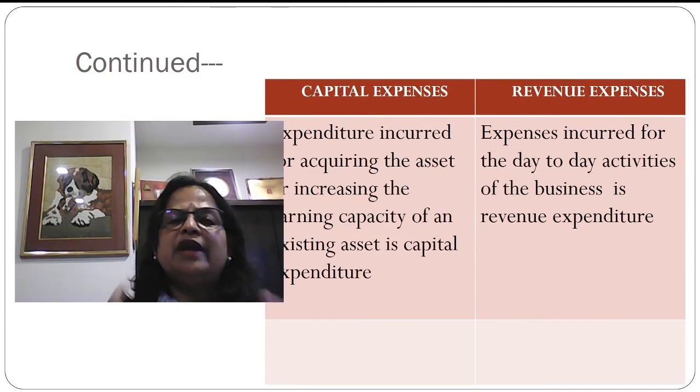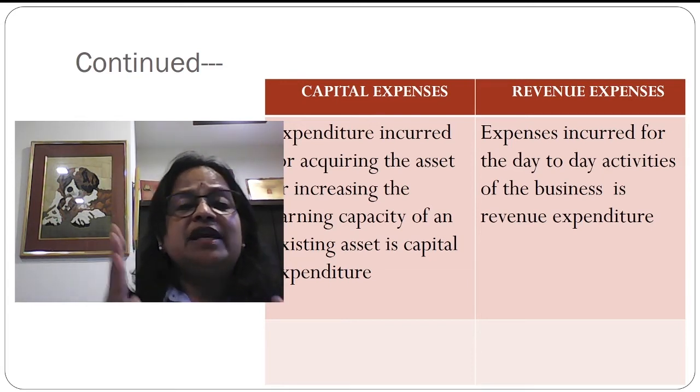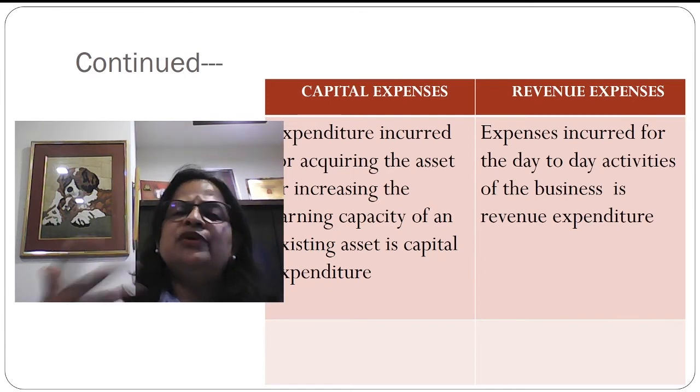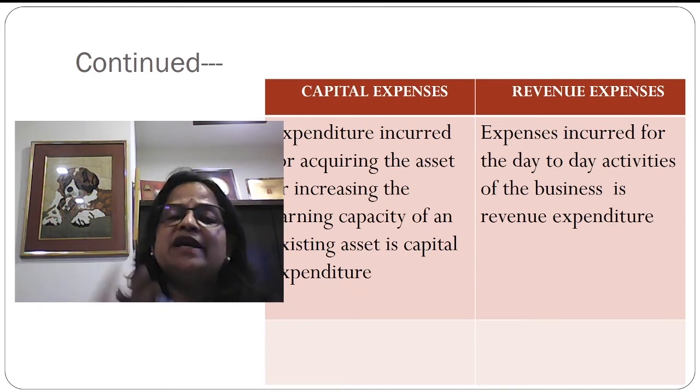Coming to the next point, expenses incurred for acquiring an asset or increasing the earning capacity of an existing asset is a capital expenditure. For example, take a dry cleaning unit. Imagine a person started with minimum capital, so he used semi-automatic machinery. After doing the business, he started getting some profit. After a few years, he may change from semi-automatic to a fully automatic machine. So that is a capital expense.